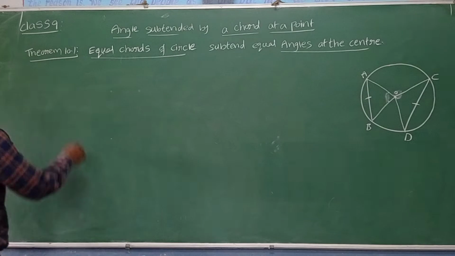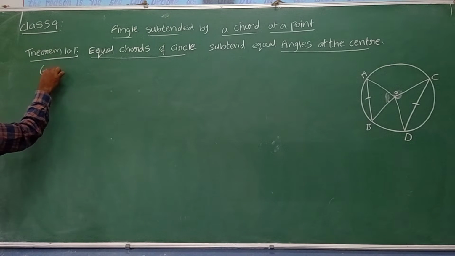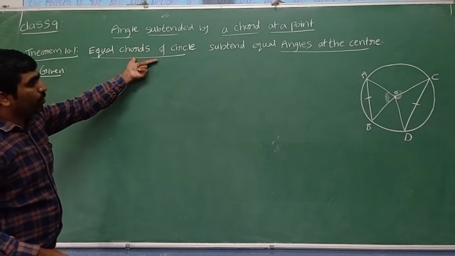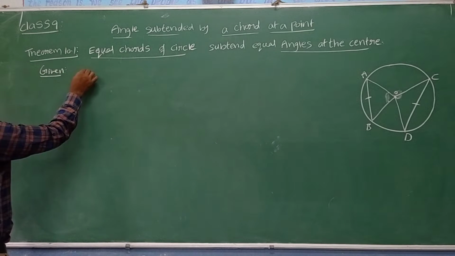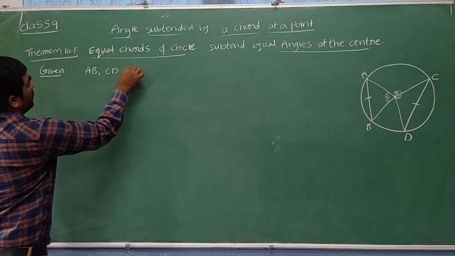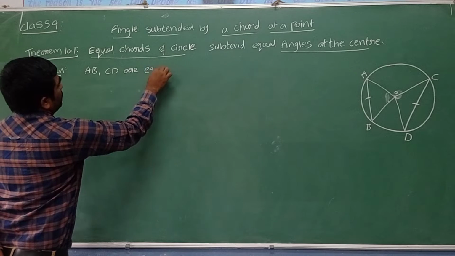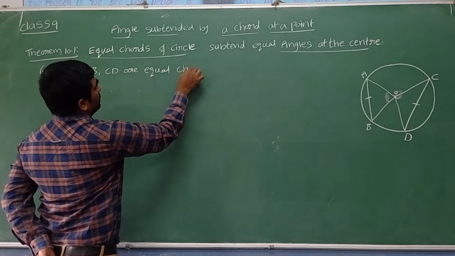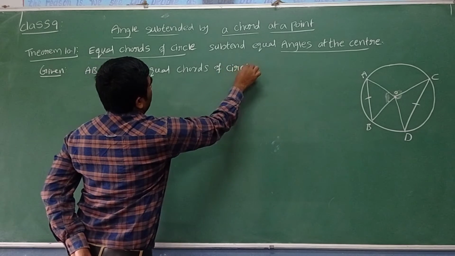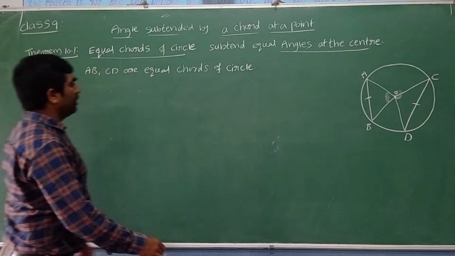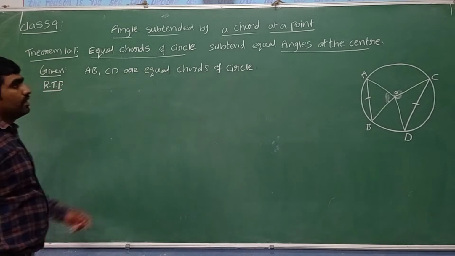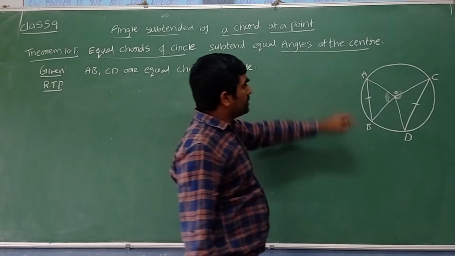Let's see what is the given data here. What did they say? AB and CD are equal cuts of a circle. And what are they asking to prove? Required to prove that they subtend equal angles at the center.